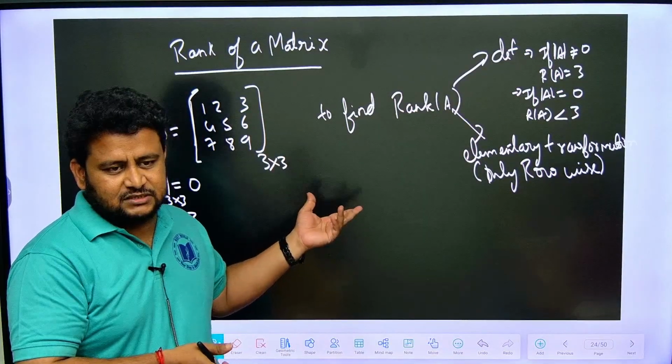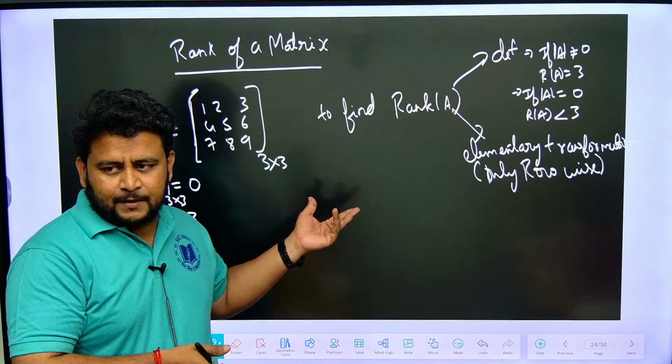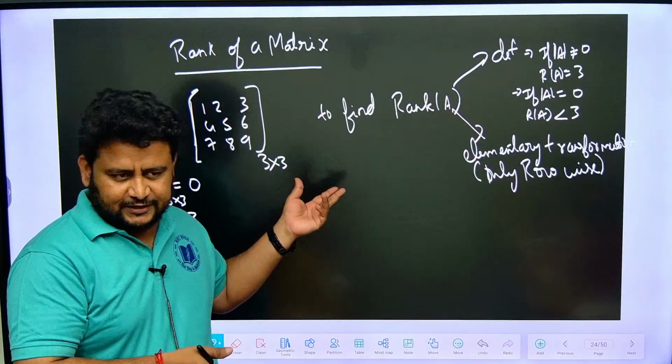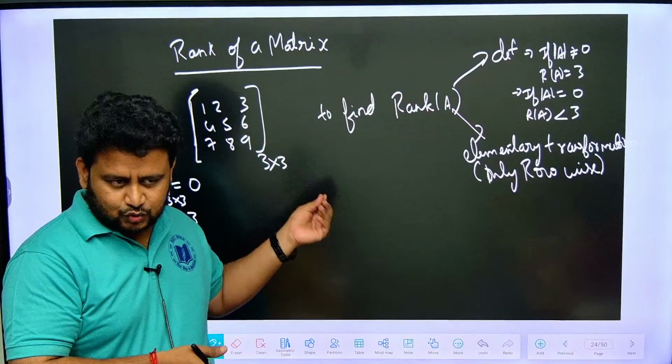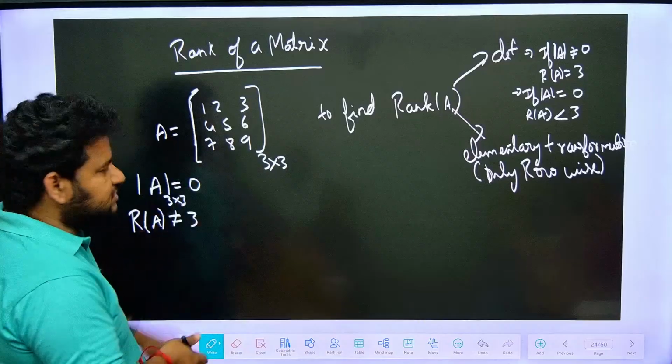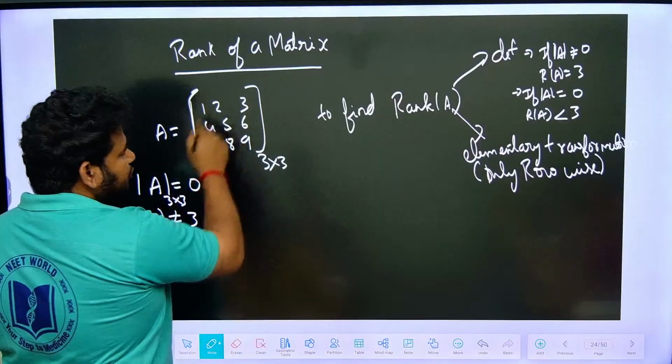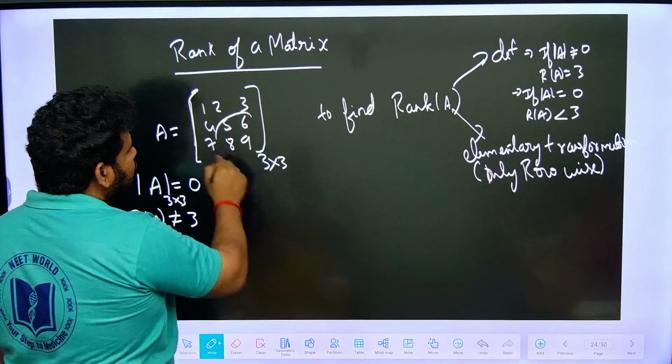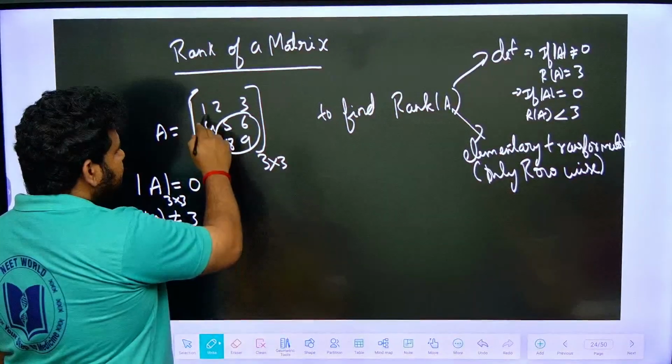Rank of the matrix. If the determinant is equal to 0, then the rank of the matrix will not be 3. It will be less than 3, whether it is 2 or 1, we will find out. How? I will tell you. Now, let us find the determinant of this matrix. For this, you do not have to do the entire determinant. You can find out only with this one. You can find this first row, first column.